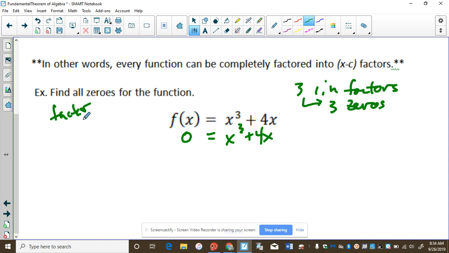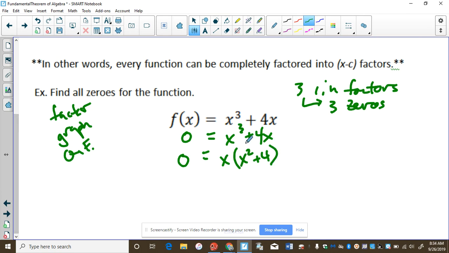Option number 1 is to factor. Option number 2 is to graph. Option number 3 is the quadratic formula. Okay, so in this case, option number 1 is always going to be to factor, and we can factor, right? There is a greatest common factor here. So we can factor the x away from this. So we end up with x squared plus 4.